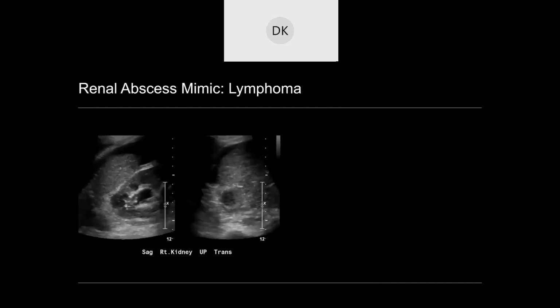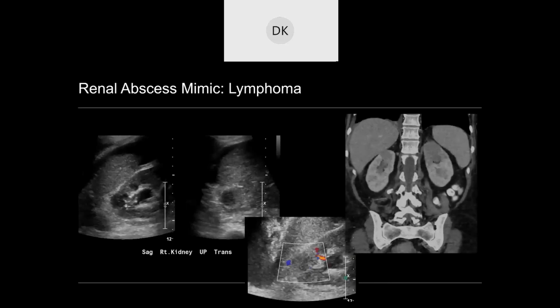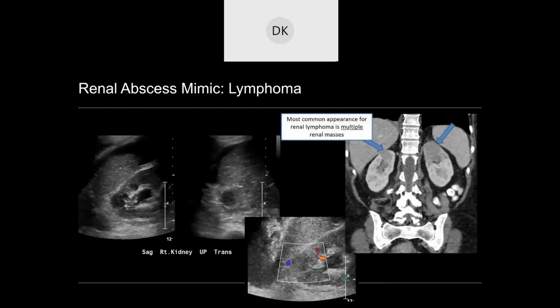And this was the patient's contralateral kidney. You can see there's another small, what looks like a collection in the upper pole. This one is problematic because we don't see any color flow. But when we look at the CT scan, that area corresponds to another focus of lymphoma. So the additional problem with renal lymphoma is sometimes small lesions won't really show much flow.